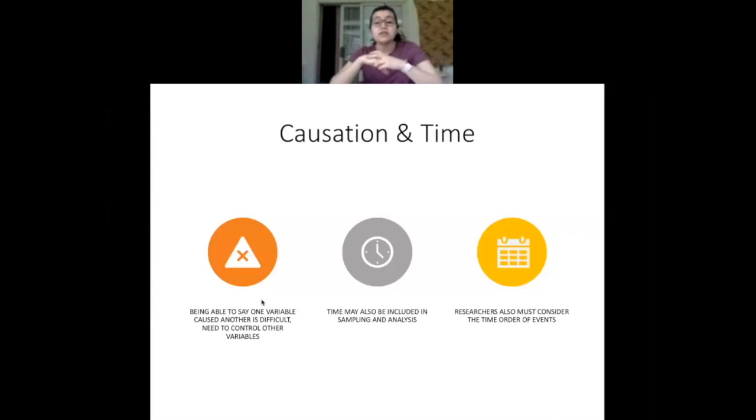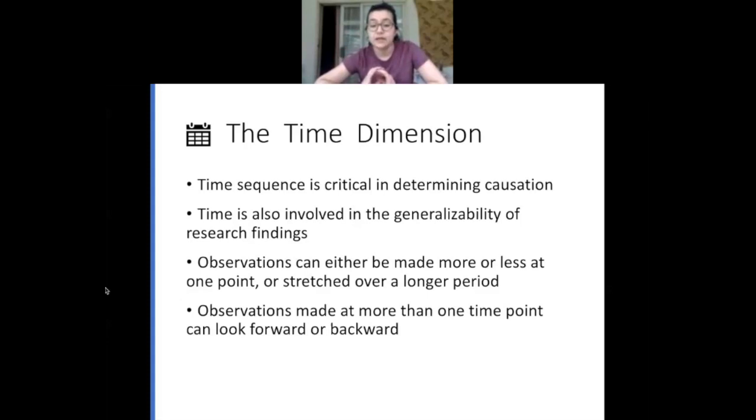And so this is really important when you're analyzing your data and working with other secondary data sources: you need to know when things were collected and if your time order of events makes sense for the arguments that you're trying to say. Time comes up in sampling, and it also comes up in analysis as well. So observations can be stretched over a longer period. We could ask the same question at multiple points and develop a panel study.